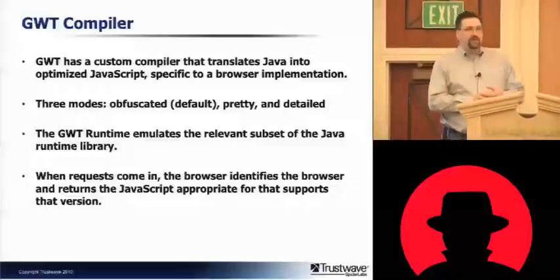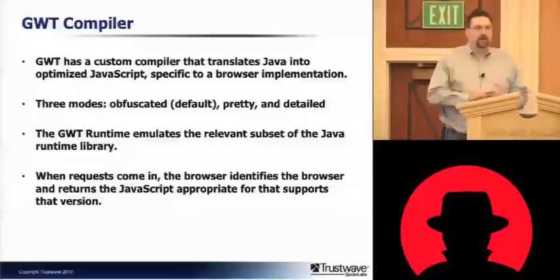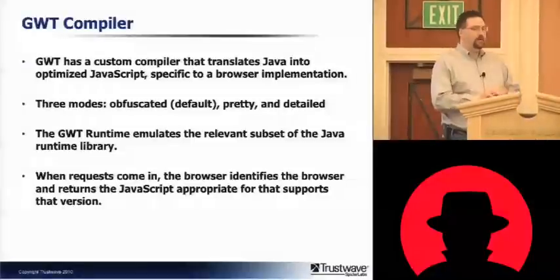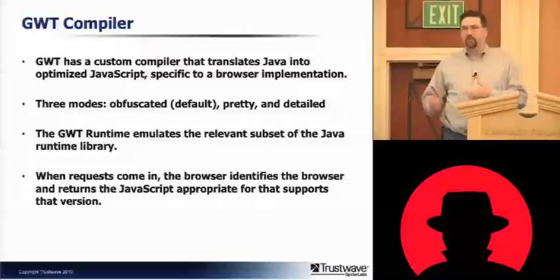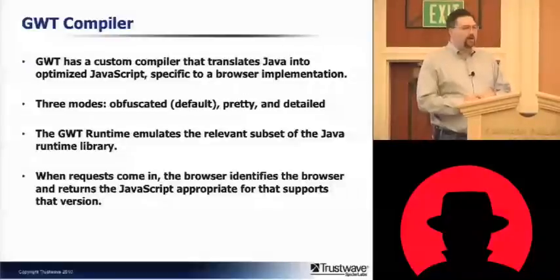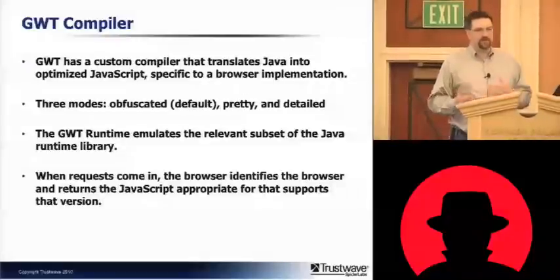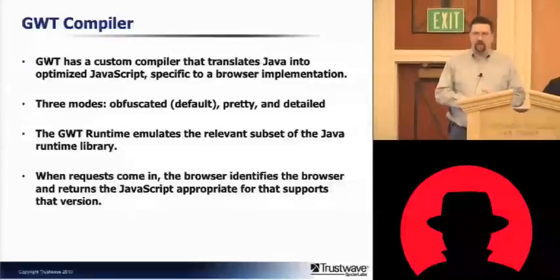There's 3 modes that the GWT compiler can run in. It can generate pretty JavaScript, which is much easier to read. It can obfuscate it, which is a big part of what the tool we're releasing today deals with. And then finally it has a detailed mode, which is mostly for debugging. And we'll get into all these in a little bit more detail later.